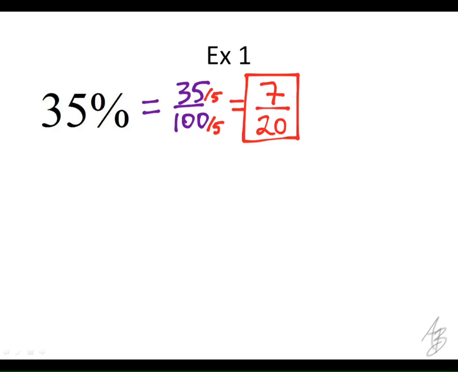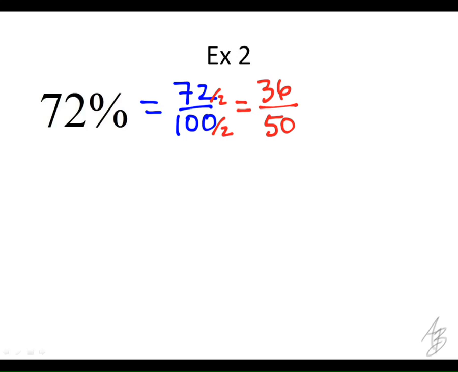Second example, we want to change 72% into a fraction. 72% means 72 out of 100. So it's 72 over 100. And can I reduce by 5? Can I reduce by 2? Yes. They're both even, so I can reduce by 2. What is 72 divided by 2? 36. What is 100 divided by 2? 50.